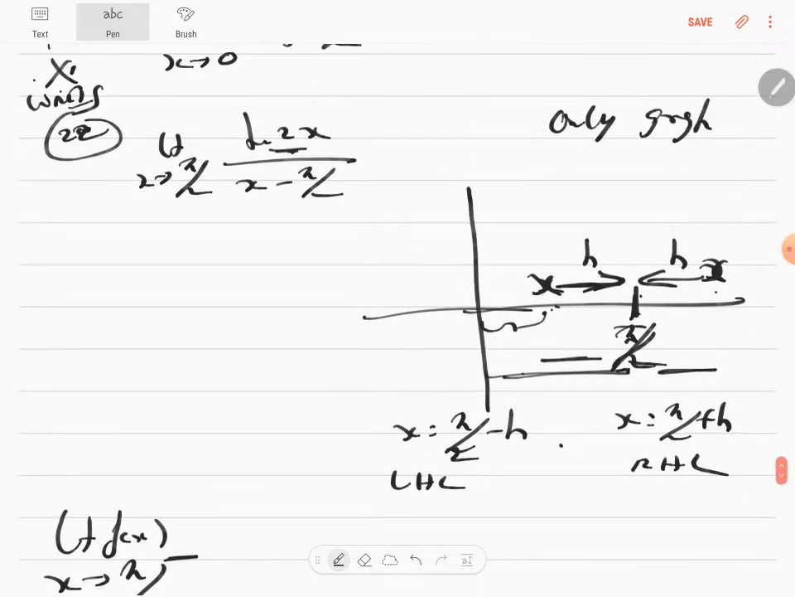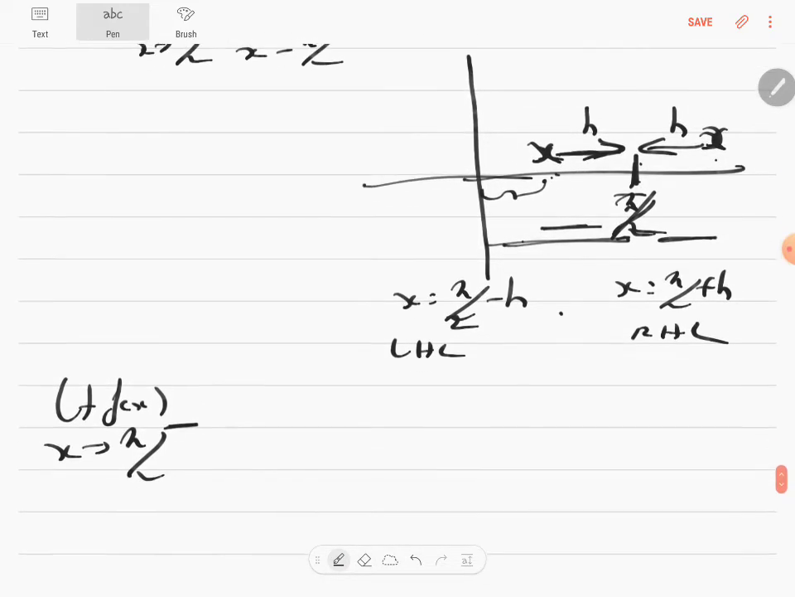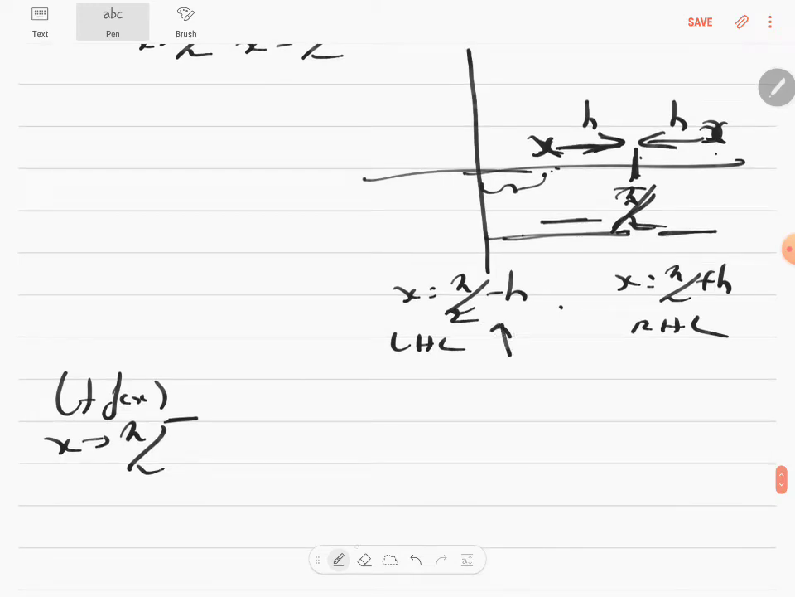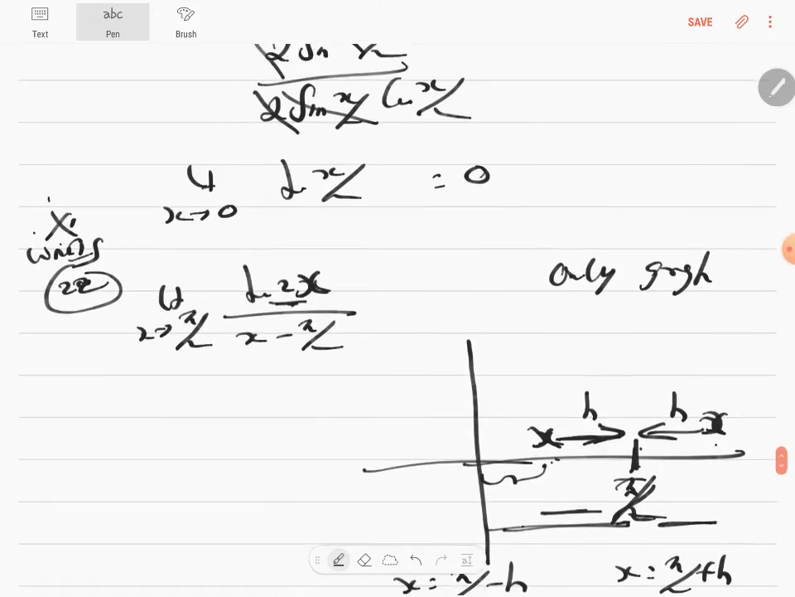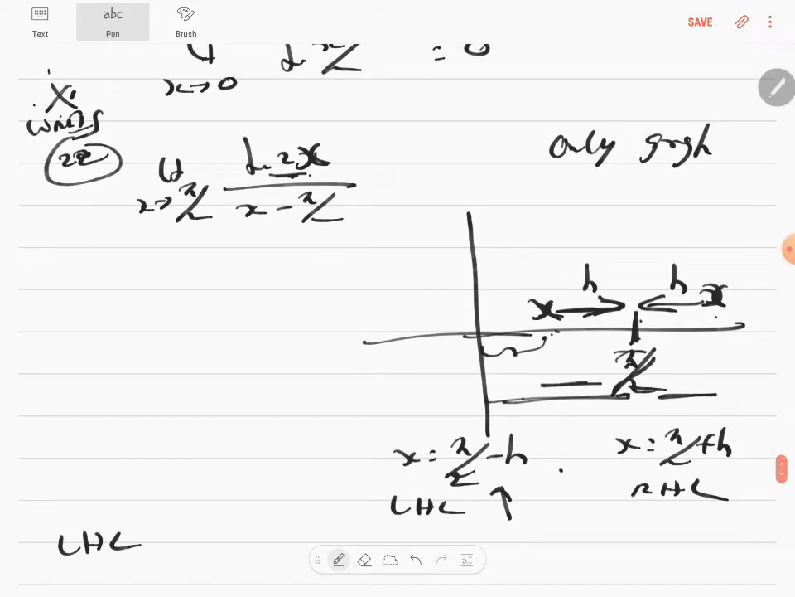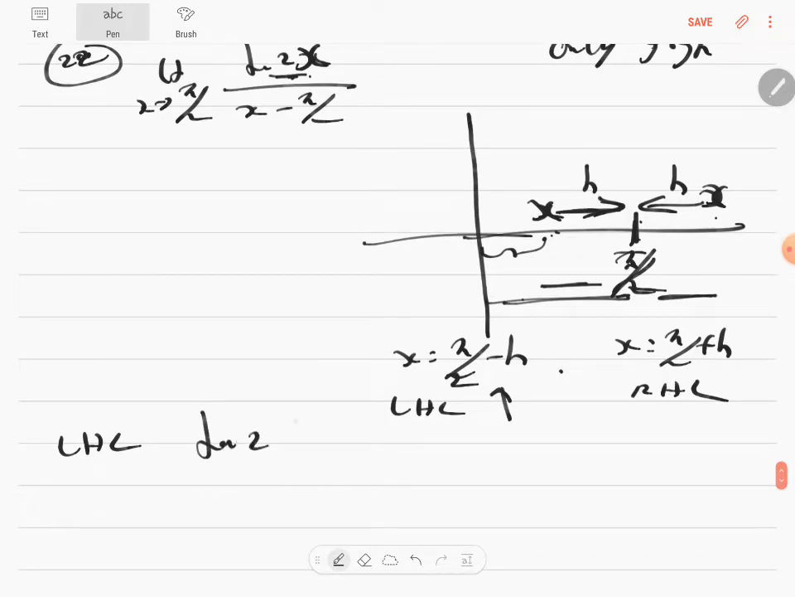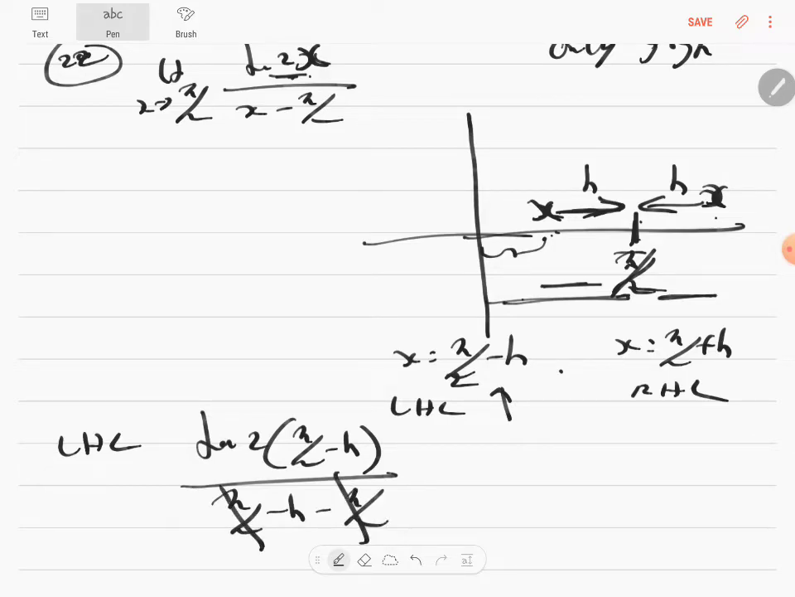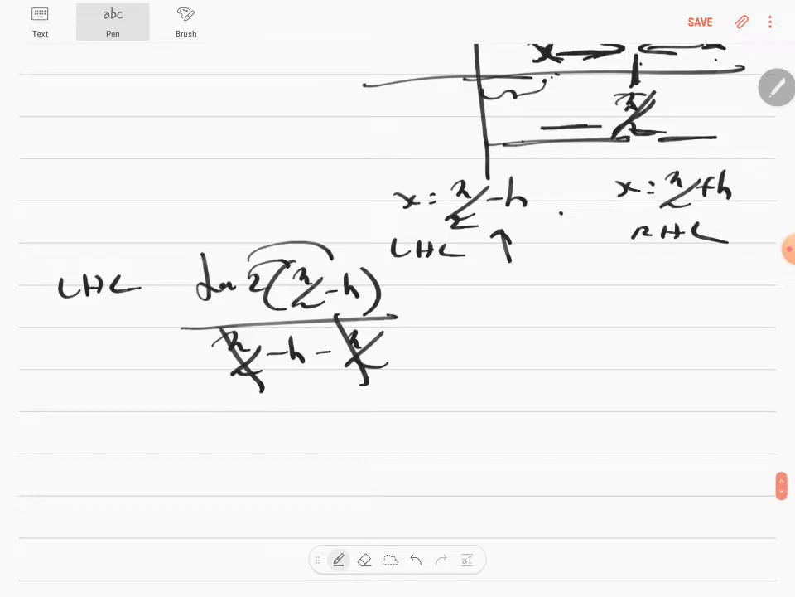And you know that x will not remain x, it will become pi by 2 minus h, correct? So I am going to use the left hand limit, where x is going to become pi by 2 minus h. So tan of 2 into pi by 2 minus h by x itself is pi by 2 minus h minus pi by 2, which gets cancelled. Take the 2 inside. It will become tan of 2 pi by 2, which is pi, minus 2h, because I have to take it here also and here also, by minus h, correct?